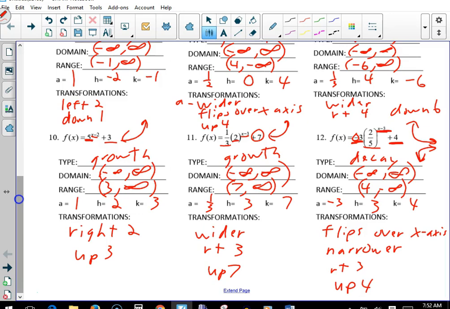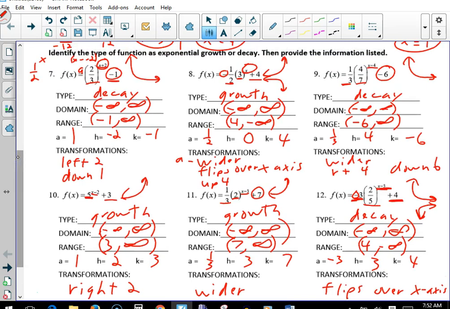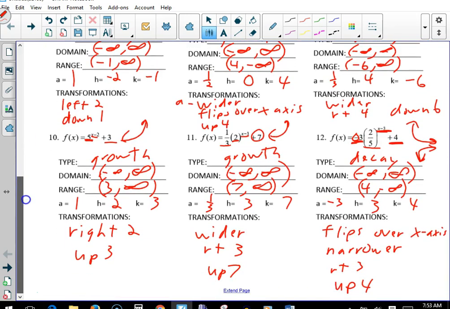And remember, K also tells us our asymptote. So going back a little bit, number 7, the asymptote is y equals negative 1. For 8, y equals 4. For 9, y equals negative 6. Number 9, y equals negative 6 is the asymptote, and so forth.